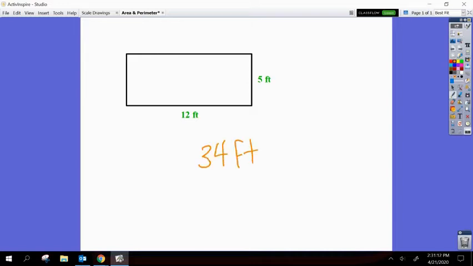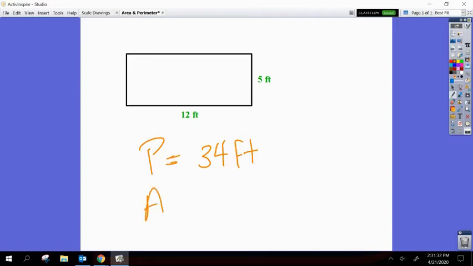You also could have added 5 plus 12, gotten 17, and then doubled that, because whatever this is on here and here, it's going to be twice that when you incorporate the other two matching sides. So the perimeter is equal to 34 feet. You need both the length and the width, obviously, to do that.